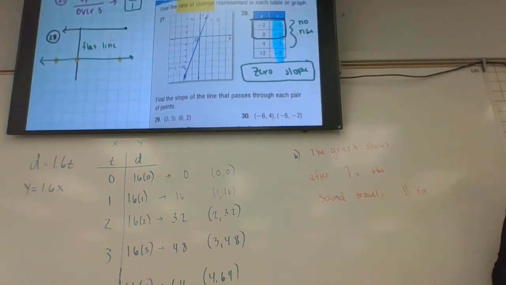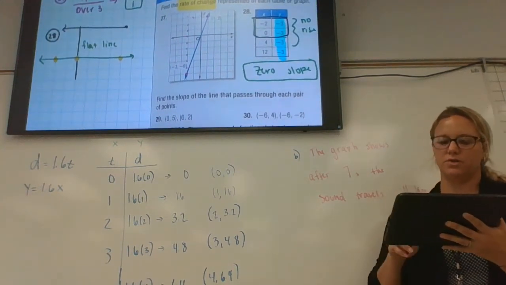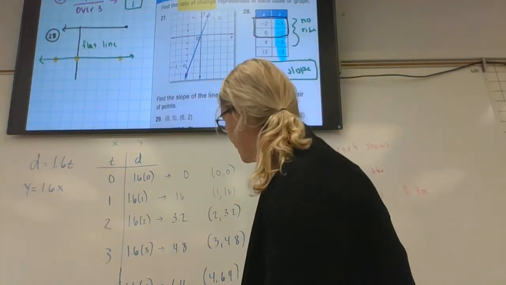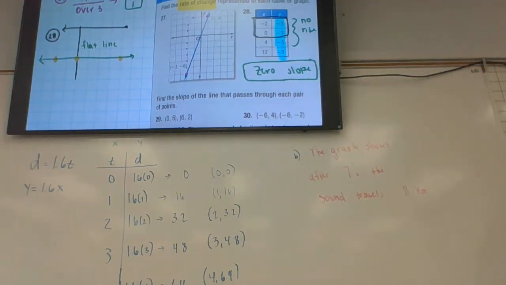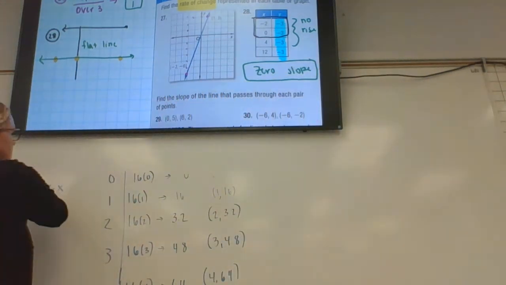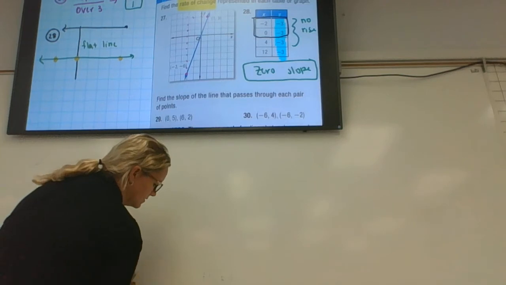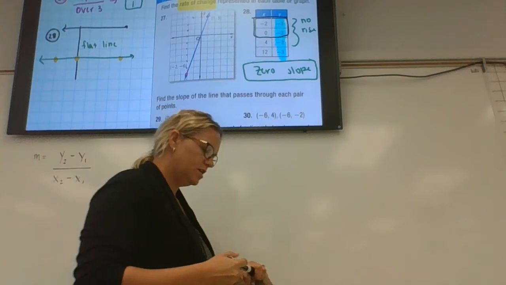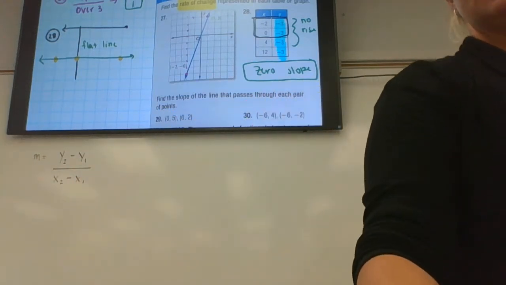Alright, you guys, I'm going to give you a moment to do the slope formula here on 29 and 30. Try to do the subtraction, see if you're getting them right. Subtract the y's. Change in vertical over change in horizontal. Subtract the y's over subtract the x's.